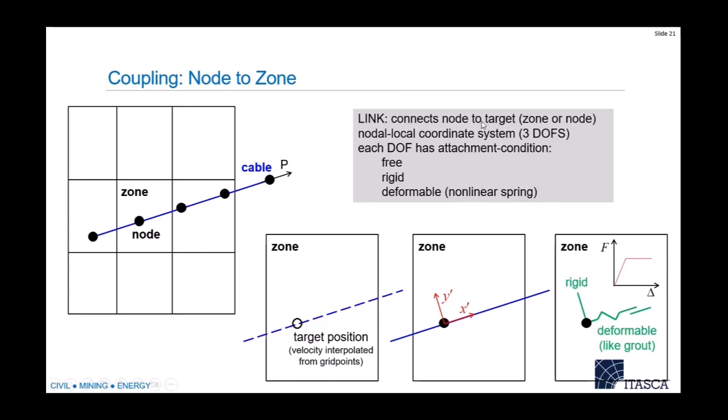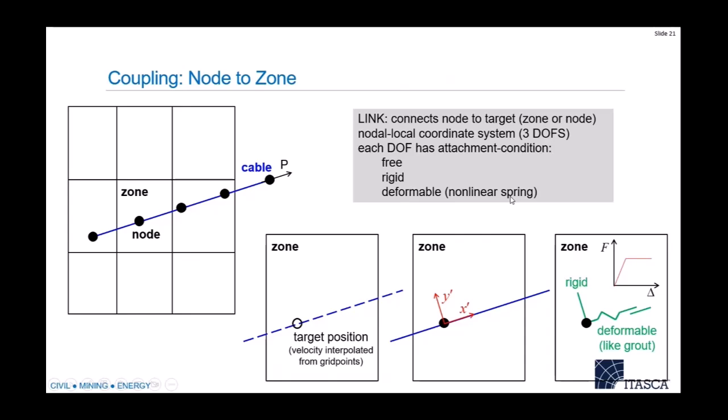Let's see, what is this? It connects a node to a target. In this case, the target is a zone or node. The node local coordinate system is then defined, and each degree of freedom has an attachment condition. What I mean by that is basically how the node interacts with the grid. For these types, beams, piles, liners, what have you, all these attachment conditions are predefined. You'll remember all those coupling keywords like coupling stiffness normal, coupling stiffness shear. That's all predefined for you. You just need to fill in the values.